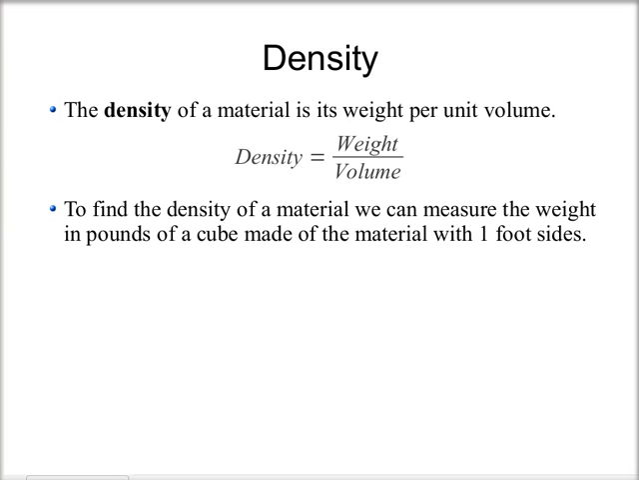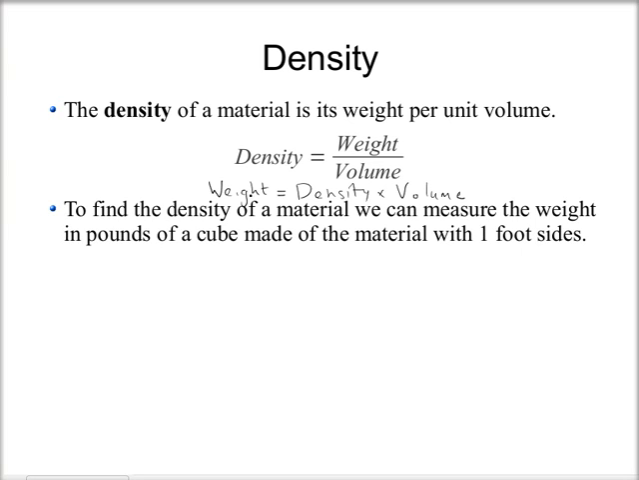There are some new ideas in this section, and the first important one is density. The density of a material is its weight per unit volume. So density is equal to weight divided by volume. Another useful way to write this equation is if I multiply both sides by volume, that will tell me that weight is equal to density times volume, and that might be useful in some problems where you're given the density and the volume but not the weight.